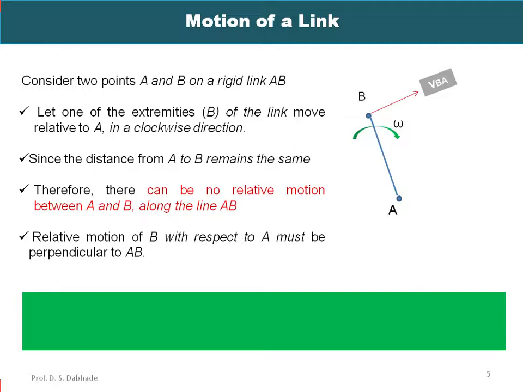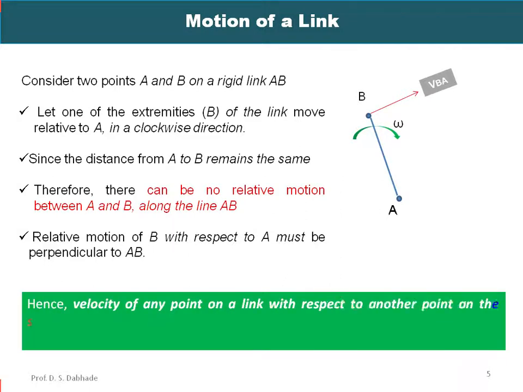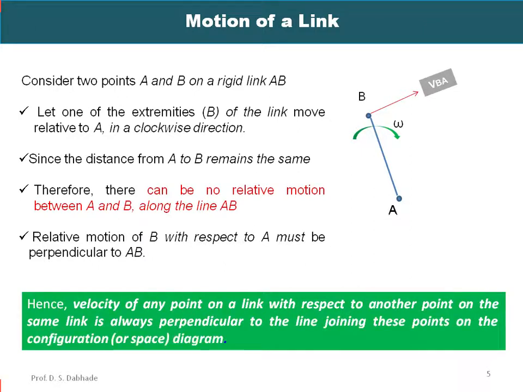It is perpendicular to this particular link AB. So this is the relative velocity of B with A. Relative velocity of B with A. Now with this we can have a common statement. The velocity of a point on a link with respect to another point on the same link is always perpendicular to the line joining these points on the configuration diagram or the space diagram.